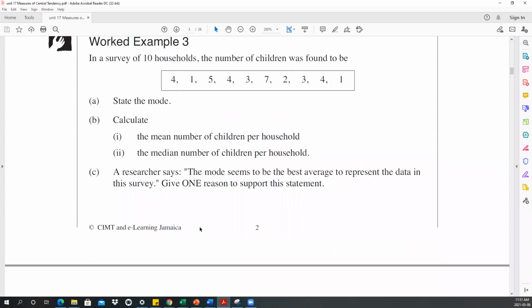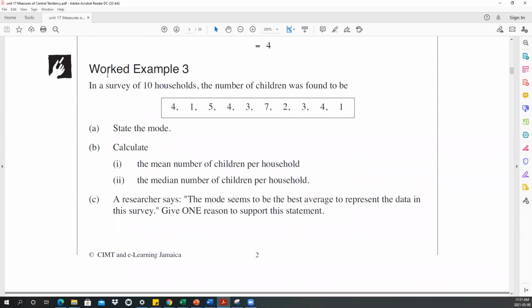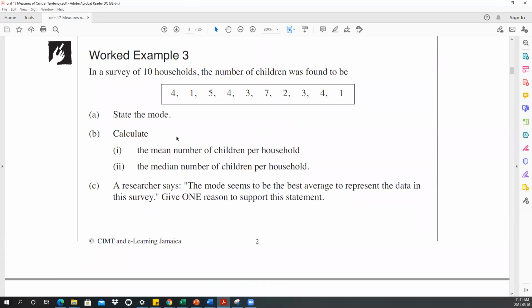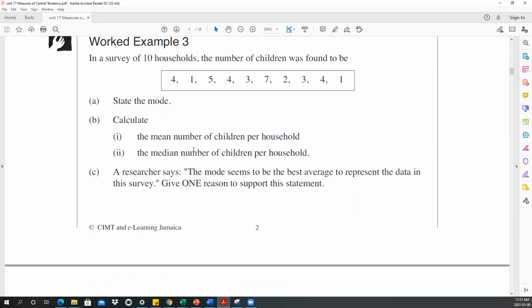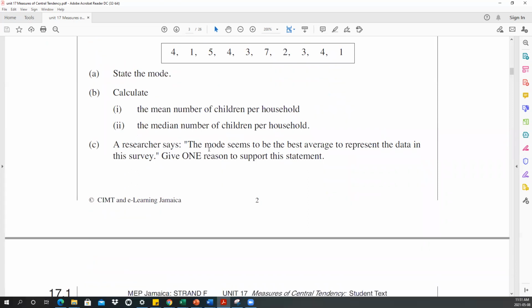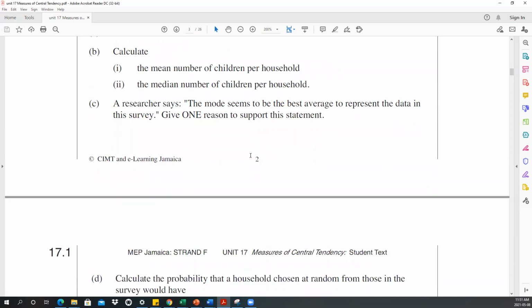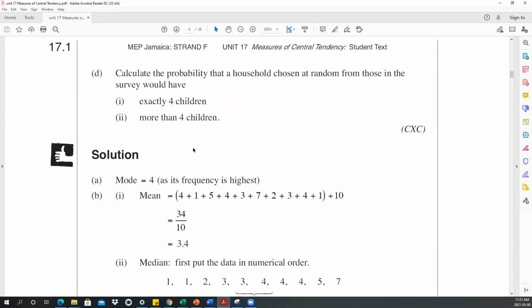So let's go through it. You have this survey, and the number of children was found to be that. So in 10 households, these are the numbers of children in each household. And basically, we're getting some statistics around it, no problem. A researcher says the mode seems to be the best average to represent the data in this survey, give one reason to support this. And it goes on and on.